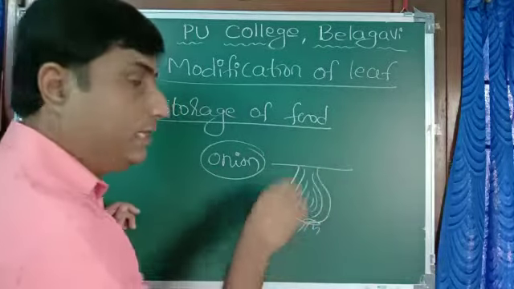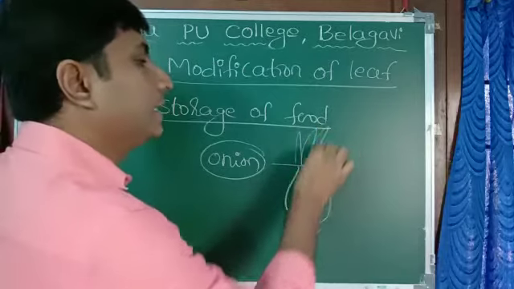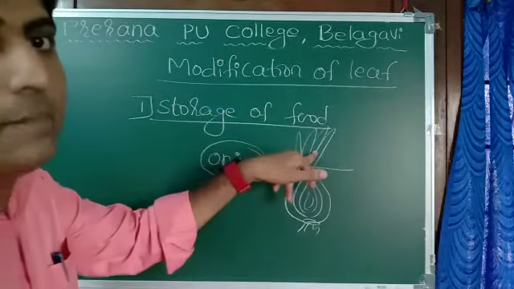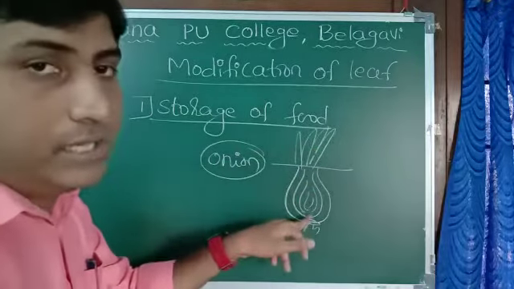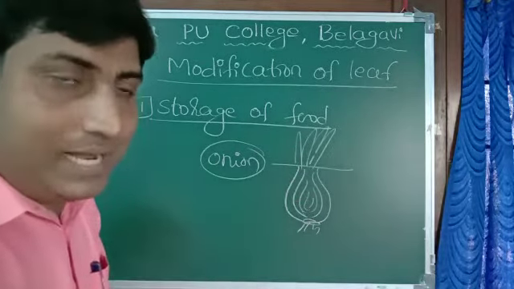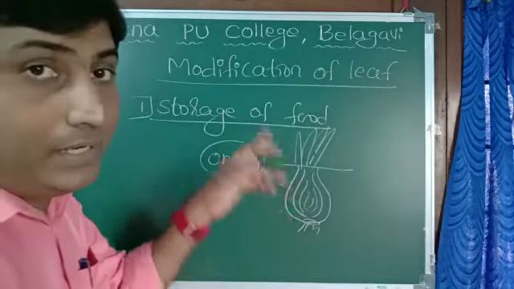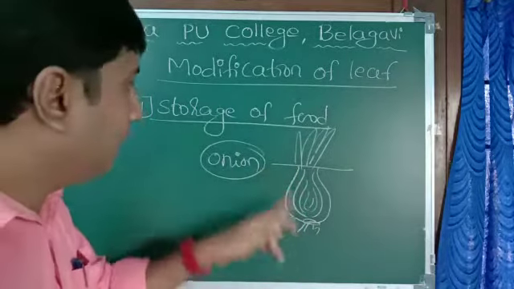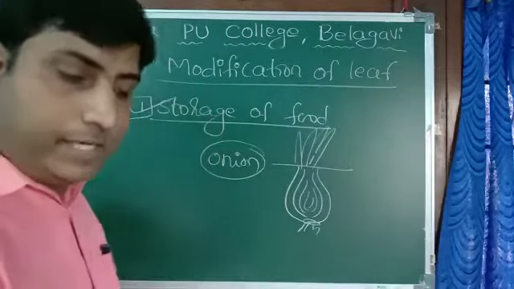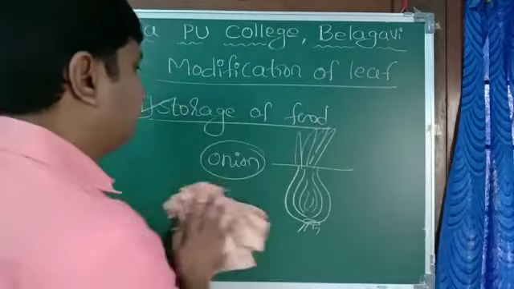This is below the soil layer. Above the soil layer it is green in color. That is also leaf. It's a continuation of this leaf. This is green in color and takes part in photosynthesis. And these leaves, they cannot take part in photosynthesis as they do not get sunlight. They help in storage of food in the form of starch. So this is one modification of the leaf.